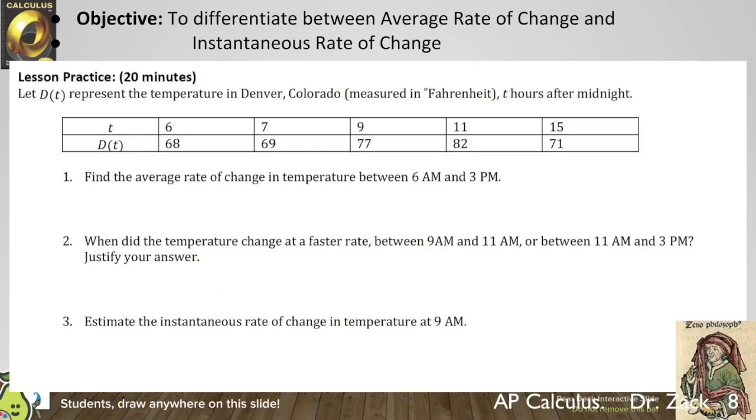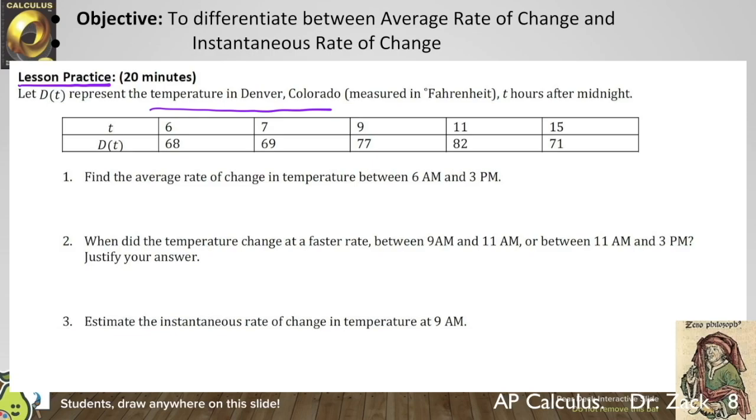The third part of our AP Calculus lesson is a lesson practice. You're going to take the skills we've been discussing and apply them to certain problems. In this particular practice, you have 3 questions related to a table of data about the temperature in Denver, Colorado. The 4th question is relative to the function f of x.